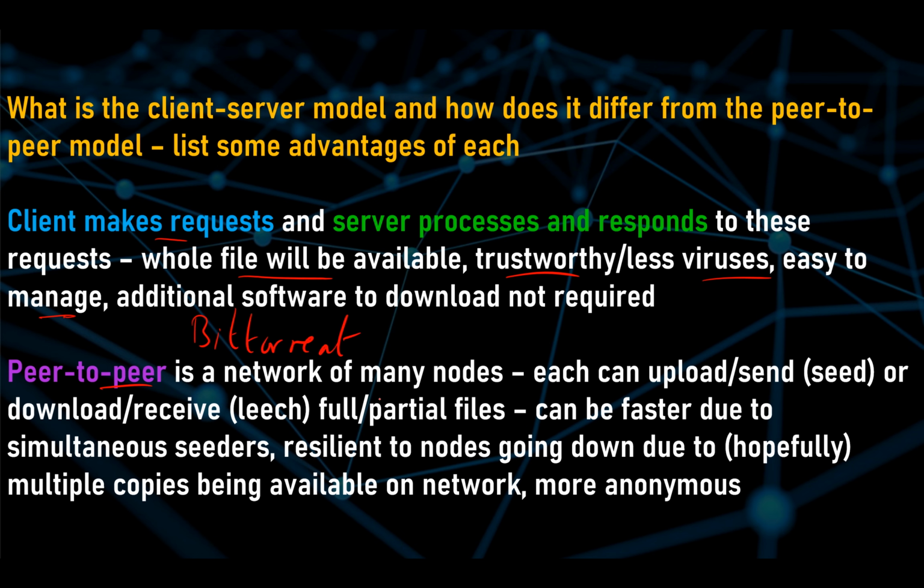So peer-to-peer, I think we said this. The advantages: possibly we can download faster, since we have simultaneous seeders, each sending different parts of the file. It's also going to be resilient to nodes going down, since hopefully we have multiple copies available on the network. However, on the other hand, if sometimes all the devices are offline, then we can have no copies available.